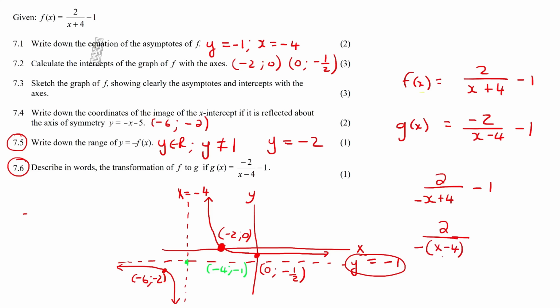X minus 4, right? And then that still stays minus 1. I can keep that negative at the bottom, but I'm also allowed to write it at the top. Mathematically, that's the same. So then at the bottom, we now have that. And that is exactly what we have over here.